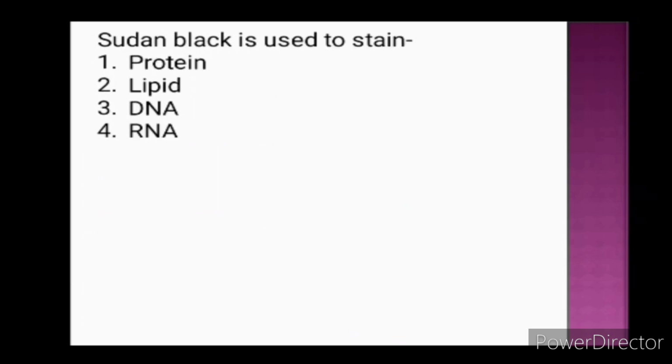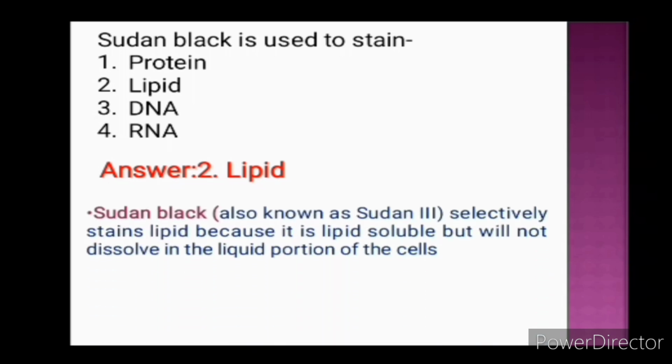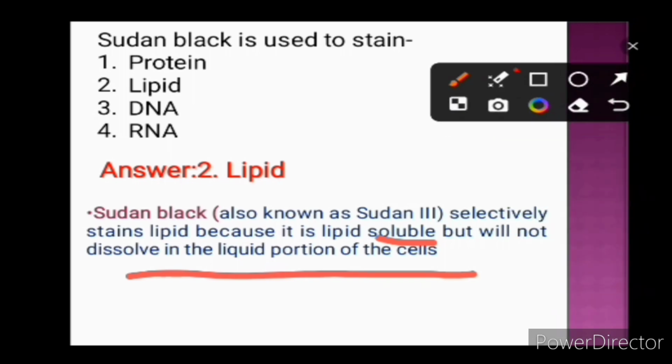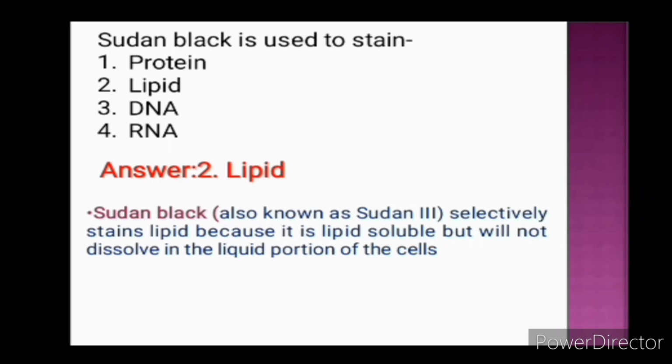Next question. Sudan black is used to stain option 1 protein, option 2 lipid, option 3 DNA, and option 4 RNA. And the correct answer is option 2, lipid. Sudan black, also known as Sudan 3, selectively stains lipid because it is lipid soluble but will not dissolve in the liquid portion of the cells. So it is used as a stain of lipid.